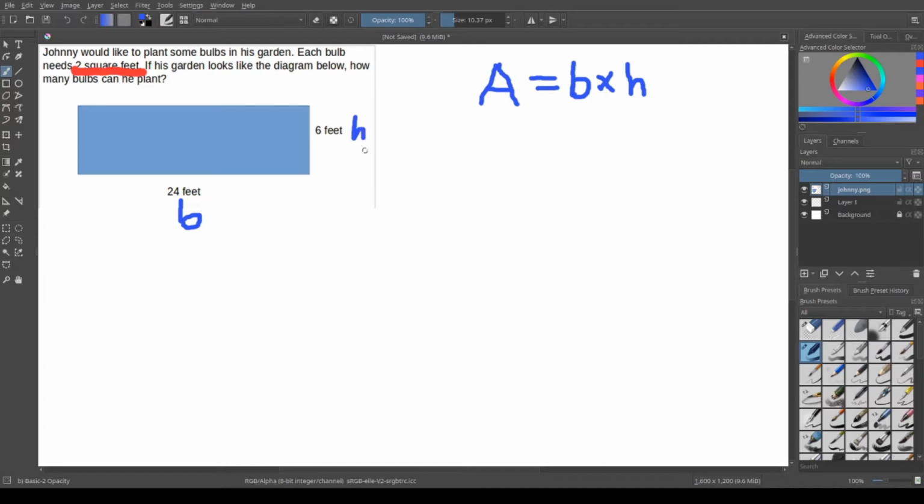Now, realistically, the order of the numbers doesn't matter. I could have made my height 24. I could have made my base 6. So remember that when you deal with area. It's just a formula. Since area is just multiplication, the ordering of the numbers doesn't matter. So let me jump into the next part.